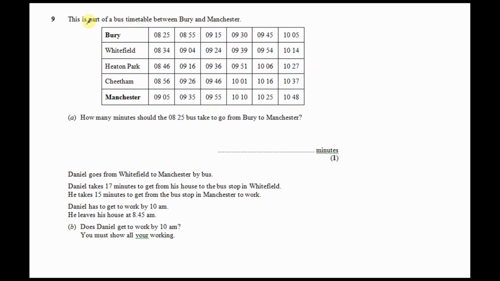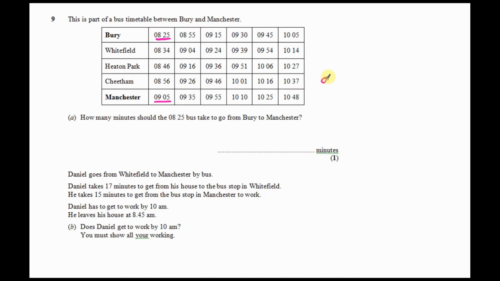Okay, question 9, it says this is part of a bus timetable between Bury and Manchester. So here we can see the part of the timetable. For part A, it says how many minutes should the 8:25 bus take to go from Bury to Manchester? So starting from here, how long does it take? Well, it starts at 8:25 and it gets to Manchester at 09:05.